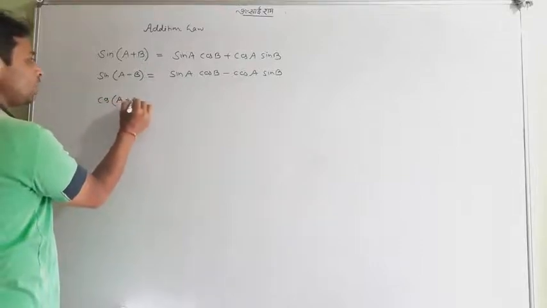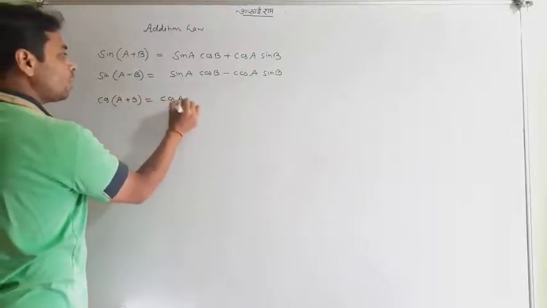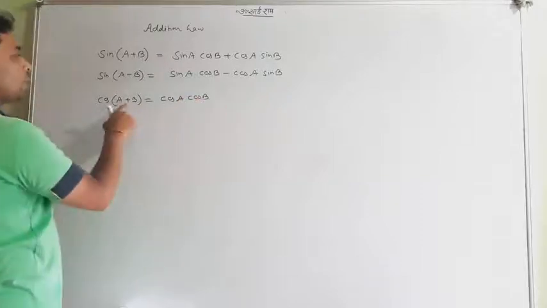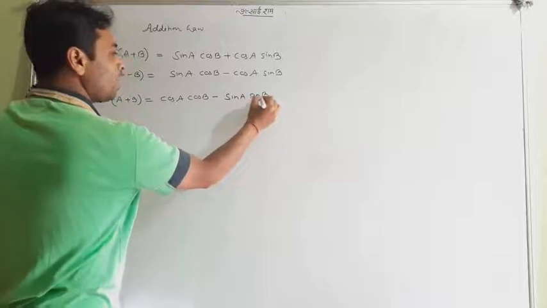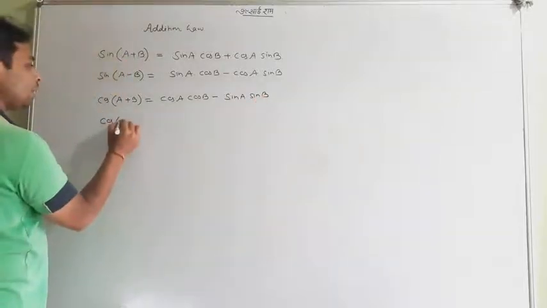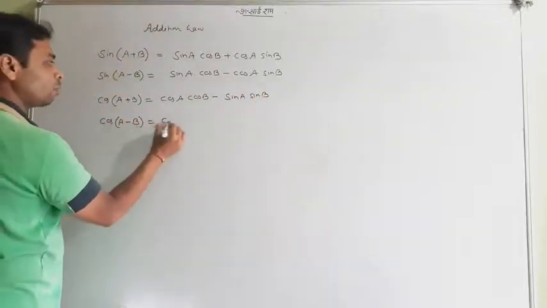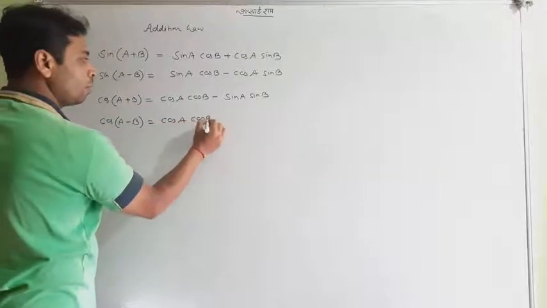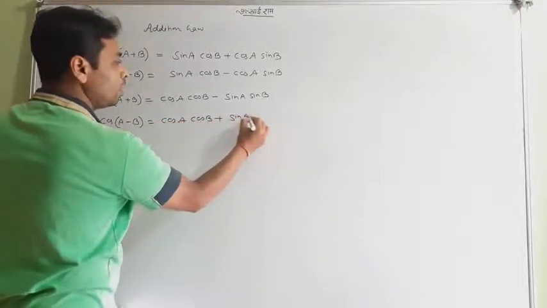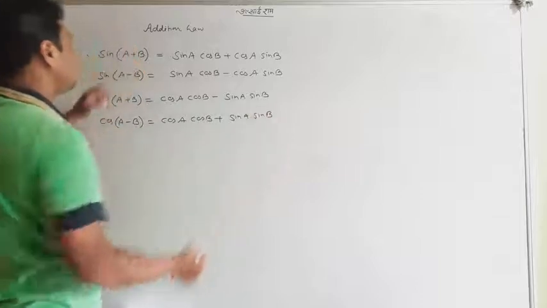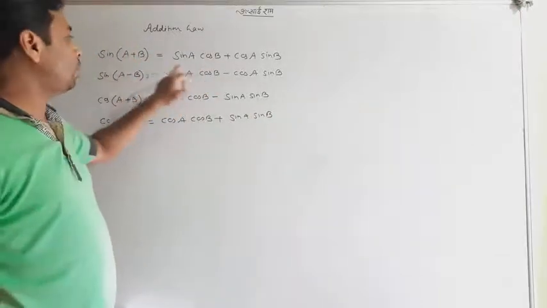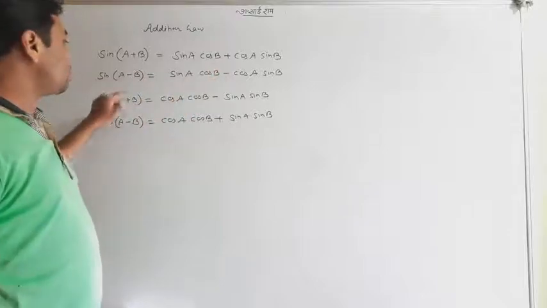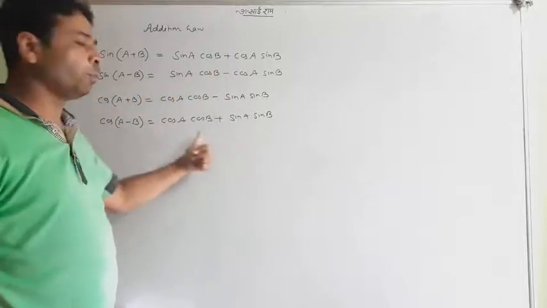Now further we have the cos formulas. Cos A plus B is equal to cos A cos B, and for plus it comes minus sine A sine B. And definitely cos A minus B has the formula cos A cos B plus sine A sine B. So initially you have to remember that for sine, plus will follow plus sign, minus will follow minus sign. For cos, plus will follow minus sign and minus will follow plus sign.